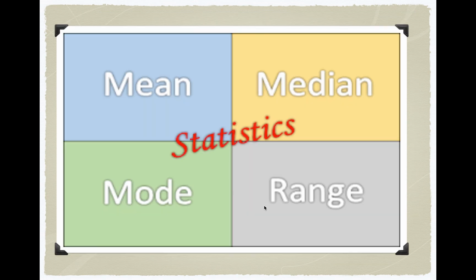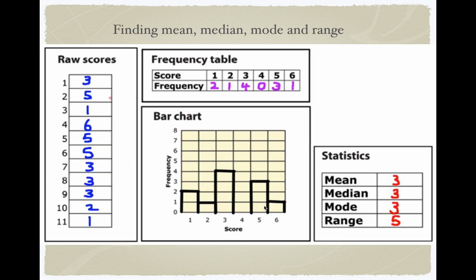All right, so we're going to look at statistics, and how we can calculate mean, median, mode, and range by statistics. So let's have a look at all these different ways. Now, this is a table for raw scores. So for example, if you think about points, scores: the first person scored 3 points, second person got 5 points, third person scored 1, fourth person scored 6, fifth person scored 5, and so on. 11 different people scored 11 different points.